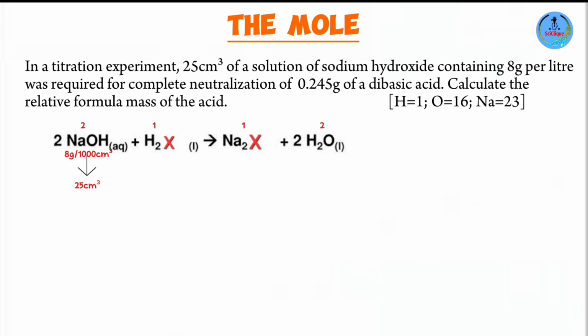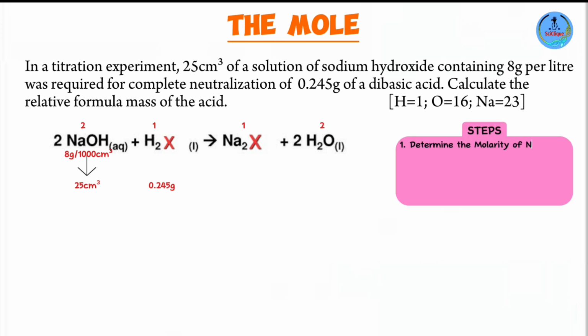So what information do we know about the acid? We know that it has a mass of 0.245 grams. So can we calculate the RFM of the acid just by using this? Of course not. We need to find the number of moles first. And how are we going to do that? By using the following steps.